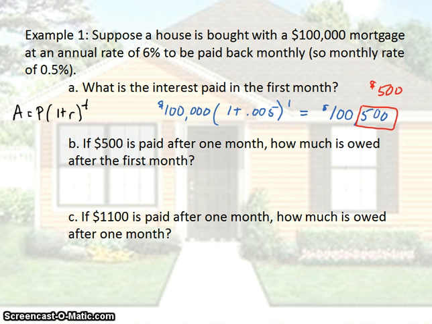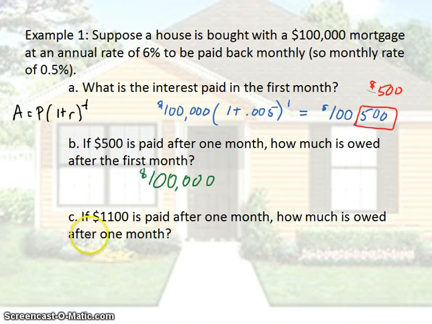So that leads us to the next part. If $500 is paid after 1 month, how much is owed after the first month? Well, if we pay $500 and we've accumulated $500 interest, essentially they're offsetting each other, so we still have to pay $100,000. So what needs to happen with loans is you have to pay more than your interest accumulated.